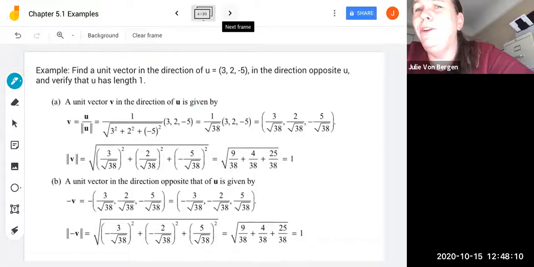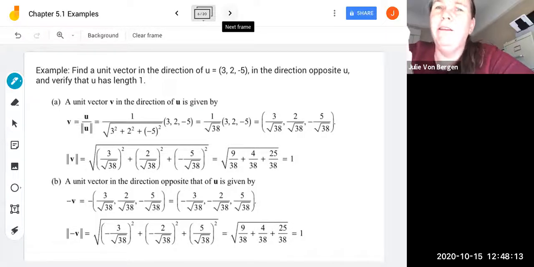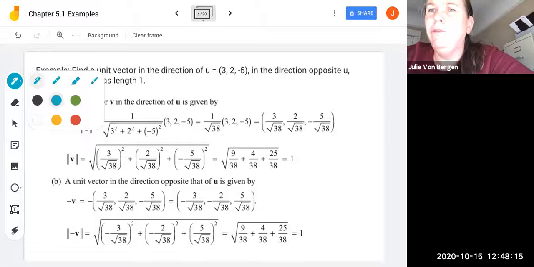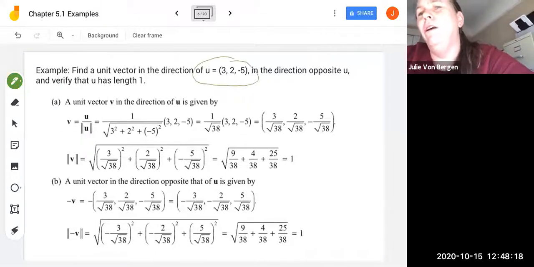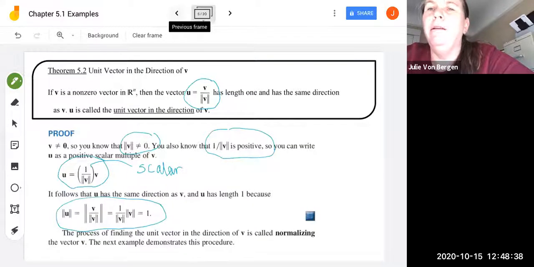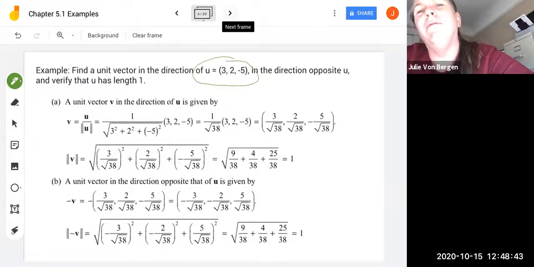So let's find a unit vector in the direction of this given vector u, where u is 3, 2, negative 5, so using R3, three-dimensional space, and a unit vector in the direction opposite u. So we're going to have to put a negative in there, and then verify that the vector has length 1. Unit vector v in the direction of u, same definition as before, I'm just flip-flopping what's my u and v here. I could have easily called the unit vector w or some other letter, so not to confuse you, just flip-flopping u and v as generic vector terms.